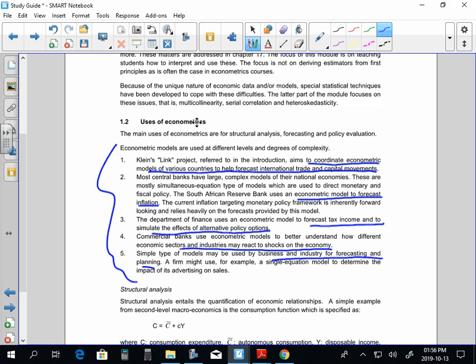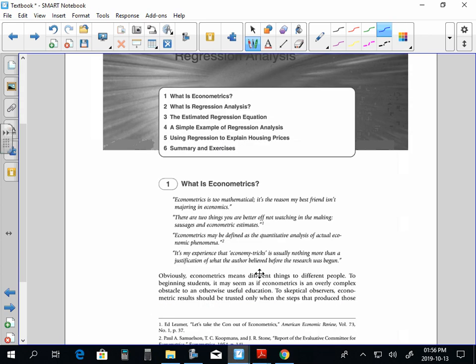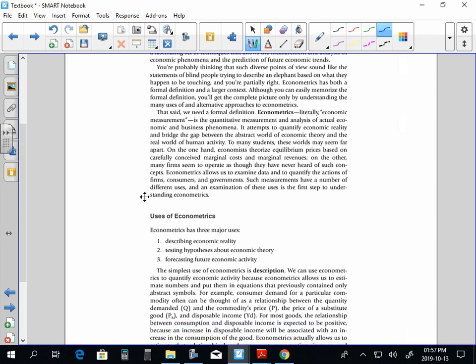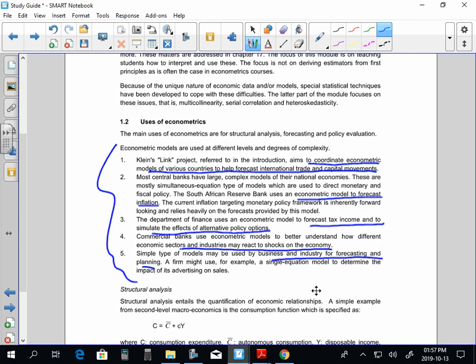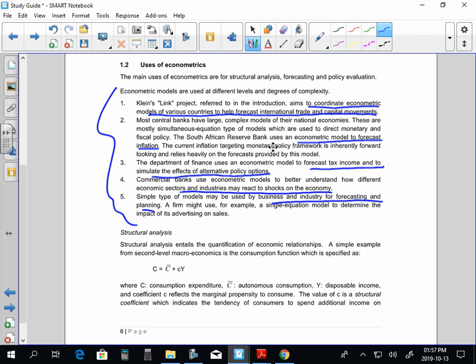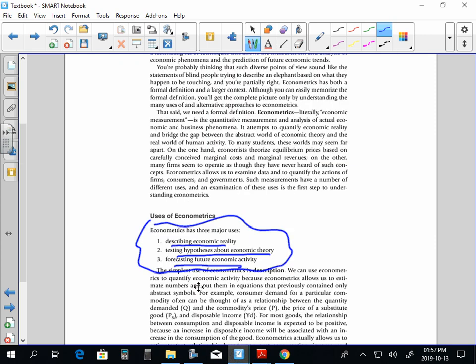So this is part of what we are going to talk about in terms of what we are going to do with our econometrics. But the textbook summarizes it better because it says it has 3 major uses. Firstly, we describe economic reality. We test hypotheses about economic theory, and we forecast future economic activity. You notice that in the study guide, it mostly has to do with forecasting, but that's not the only thing. We still have these other ones, where we talk about describing economic reality and testing hypotheses about economic theory. Forecasting is also part of our uses of econometrics.